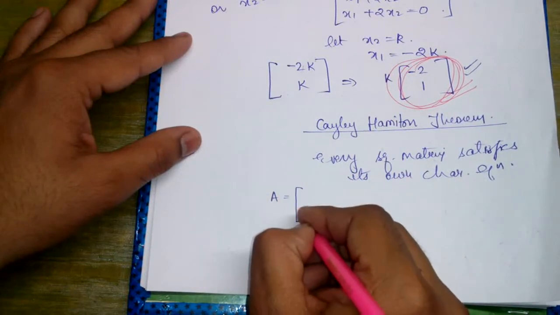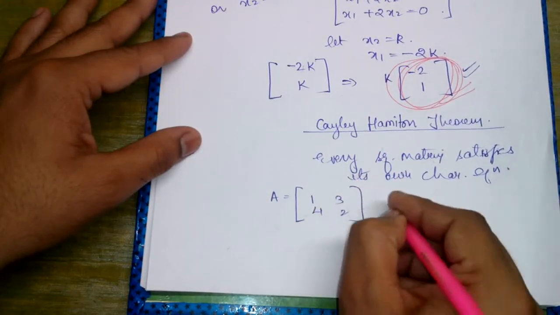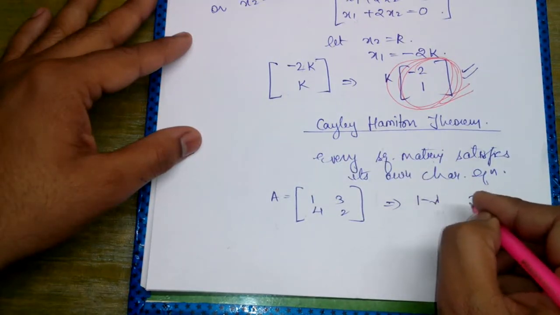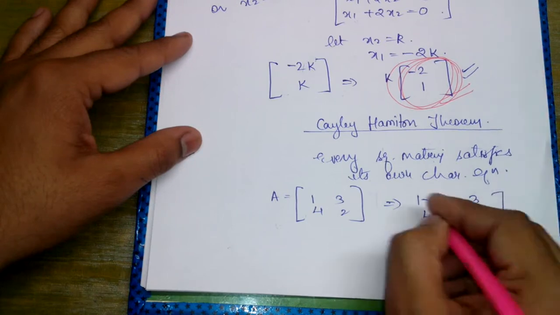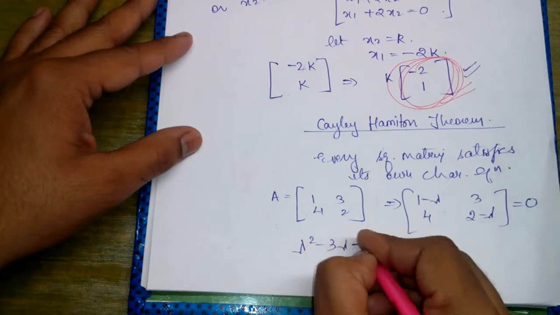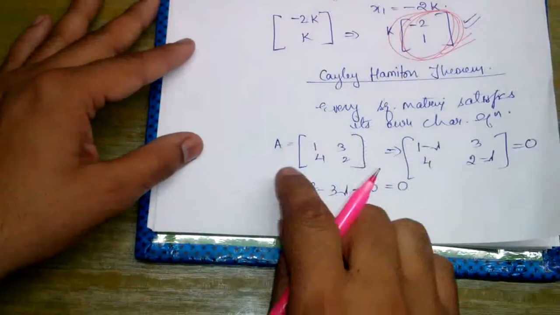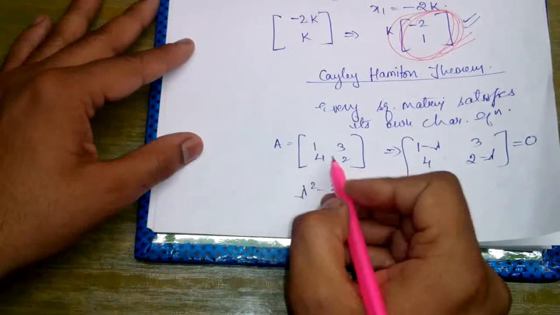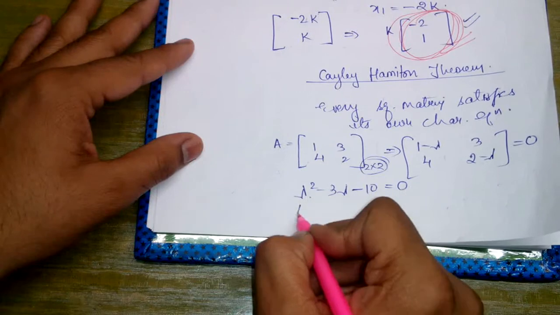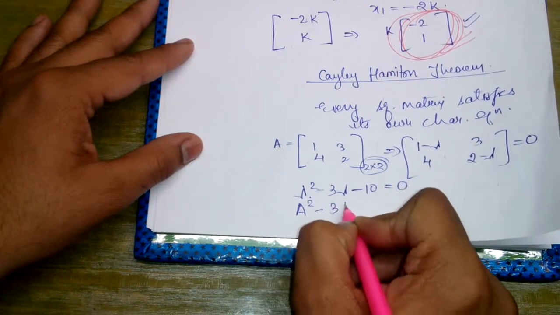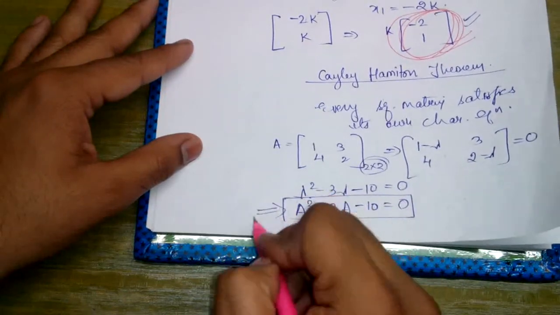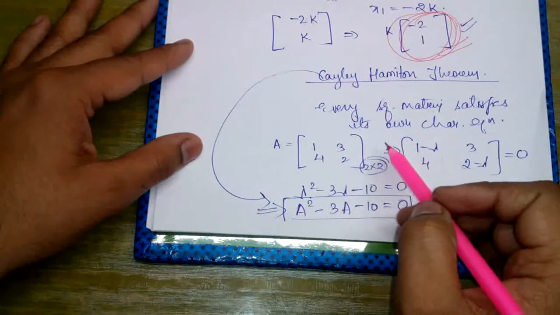For example, we have been given A as 1 3 4 2, then the characteristic equation will be 1 minus lambda, 3, 4, 2 minus lambda equals 0. So this would be lambda square minus 3 lambda minus 10 equals 0. Now since A is a square matrix, that means the rows and the columns are the same, therefore it will satisfy its characteristic equation: A square minus 3A minus 10 equals 0. So this is actually according to the Cayley-Hamilton theorem.